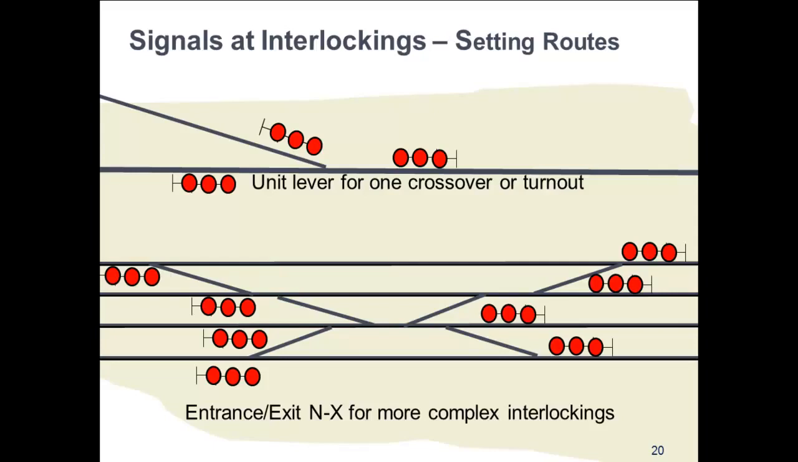With the unit lever, the clearing of signals is a separate action from the throwing of the switch. The entrance-exit or NX method is useful in complex interlockings. With NX, the dispatcher uses a cursor to point to the entering and exiting point. The NX system does all the unit lever operations automatically, including clearing the signal. Note that in the complex interlocking shown on the bottom of the slide, the home signals are the entire array of signals shown above. So you've actually got 8 home signals on that 4-track universal interlocking.